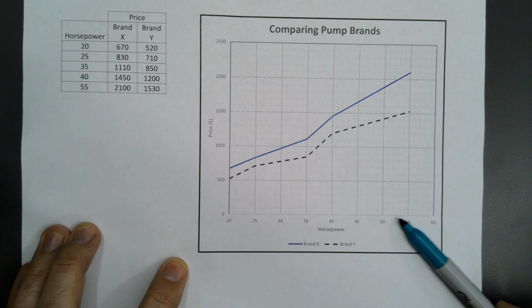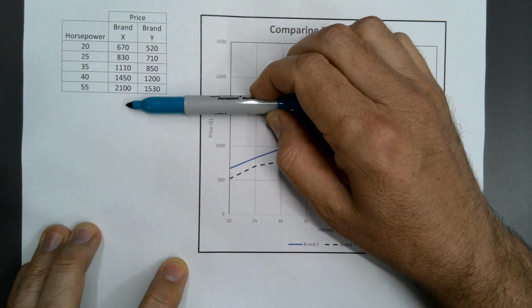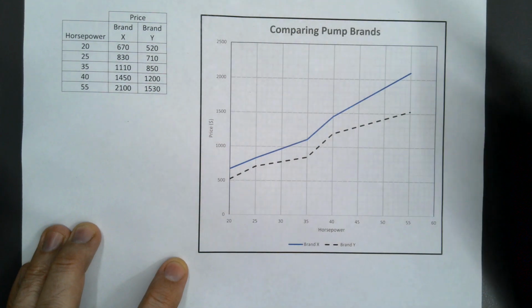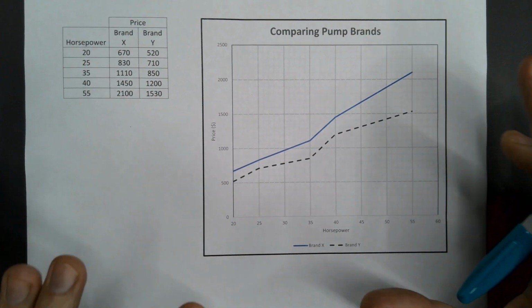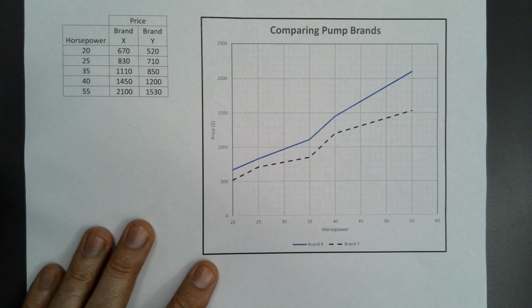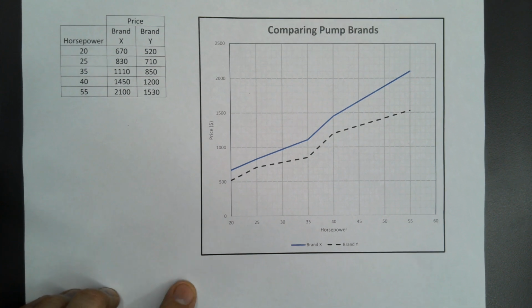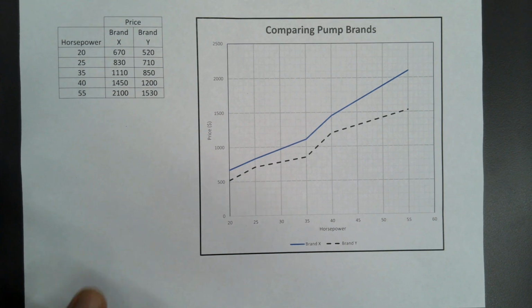We've got horsepower down the bottom here and price up the side, and this would have been the data table that I would have started off with. And this is the graph that we've produced. So what you've got to do once you've got your graph is to basically pick some features and say something intelligent and mathematical about them. I'm just going to walk you through how to pick one feature. So you look at your graph and try to find some features that you can discuss.